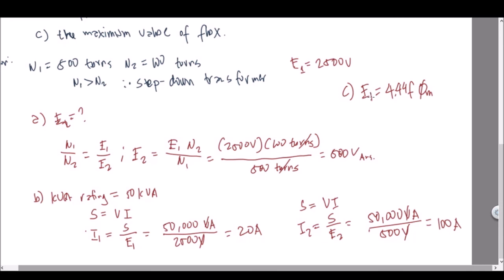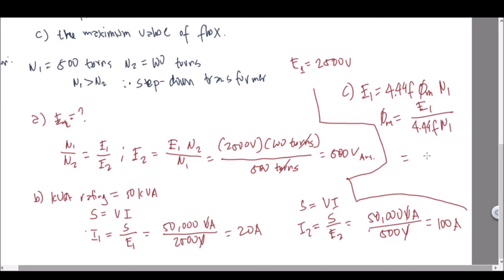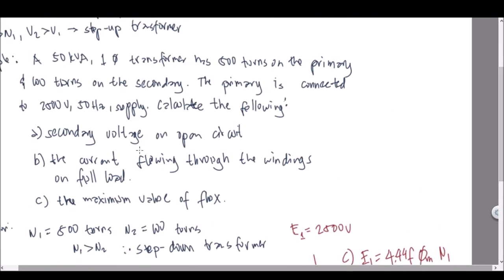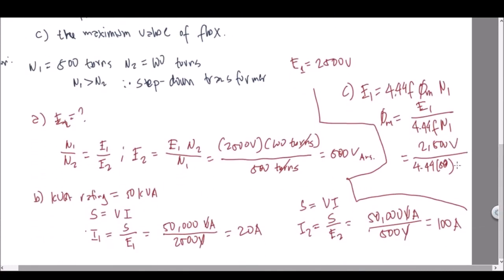Because we are considering the primary, we will have here the primary turns also, because it's the primary voltage. Now solving for your maximum value of flux, that will be equal to E sub 1 over 4.44 f N sub 1. Substituting, we will have our E sub 1, that will be 2500 volts, over 4.44 times 50, that is 50 hertz, our frequency. So the supply is 2500 volts, 50 hertz. So our frequency is 50 and our primary turns is 500.